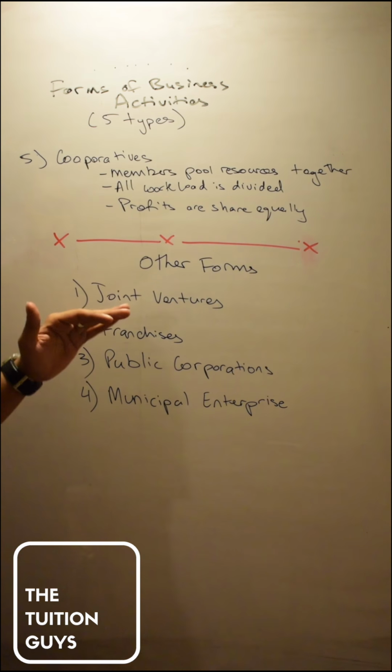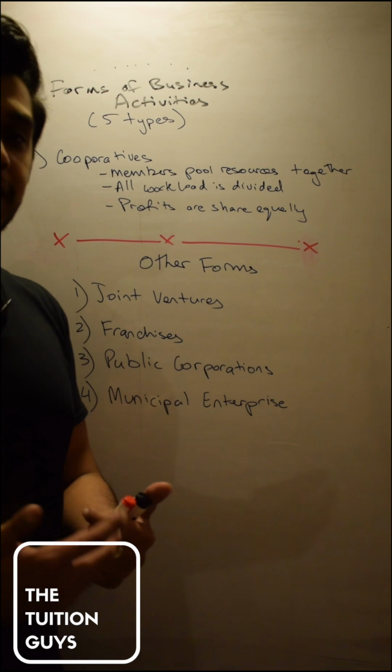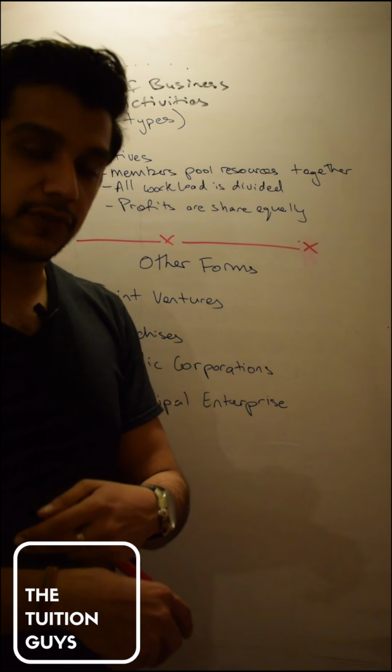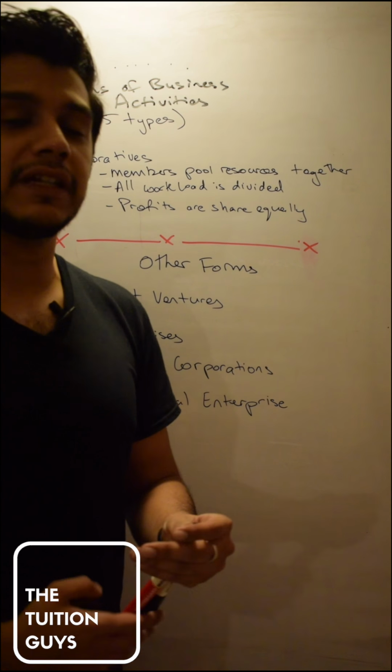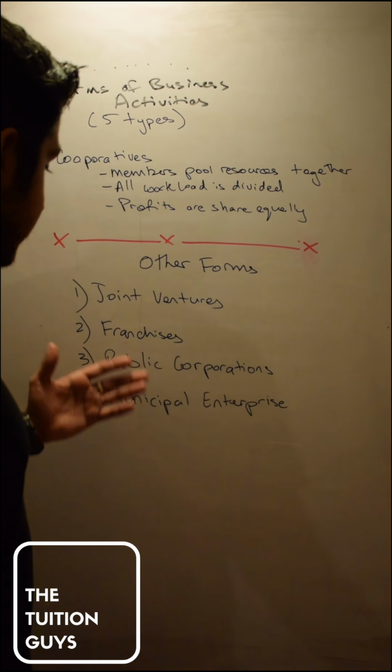But that's not it. There are other forms of businesses as well. One form is a joint venture, when two companies come together and join their resources, and they start off a new company and so on and so forth. But again, those are when two major groups are coming together. The next is a franchise.